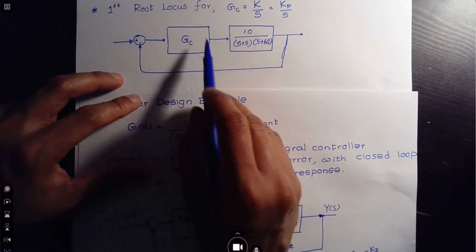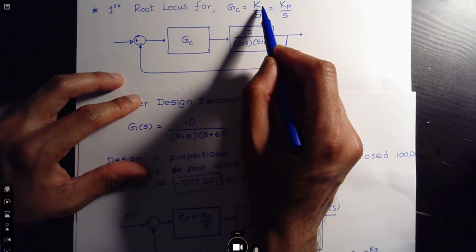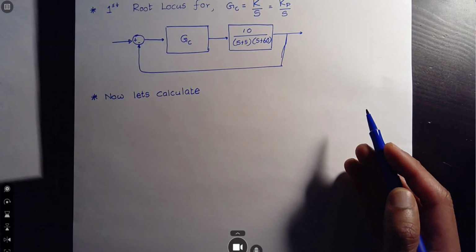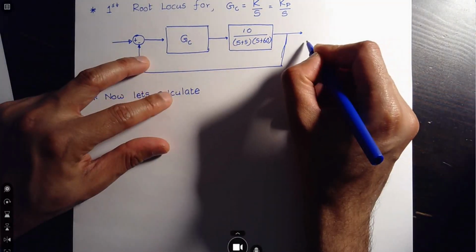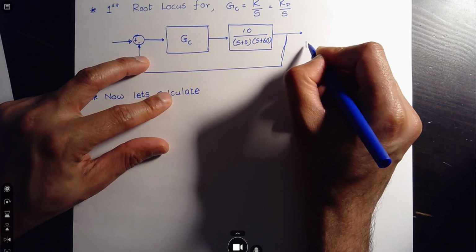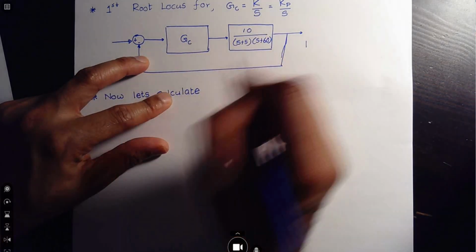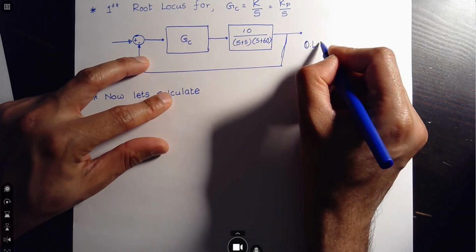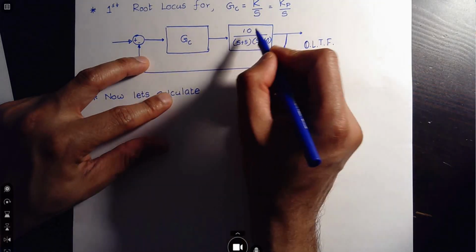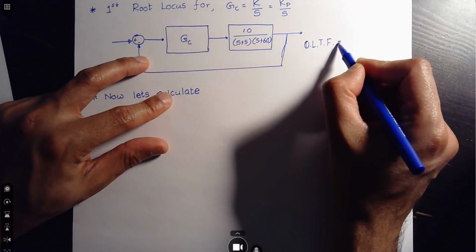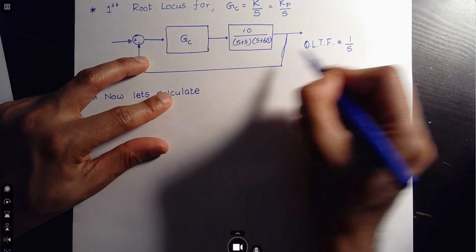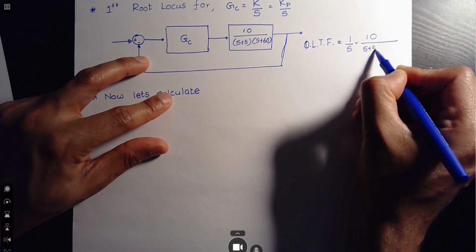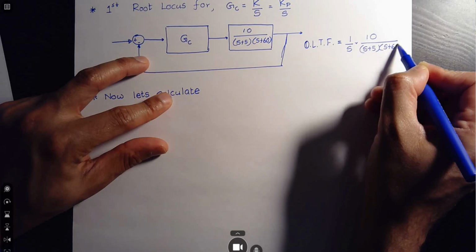Okay, so in this case we're going to set Gc to be K over s. K is actually the variable. So when you plot the root locus, we need the open loop characteristic equation. So let's say the open loop transfer function is going to be 1 over s times 10 over (s plus 5)(s plus 60).